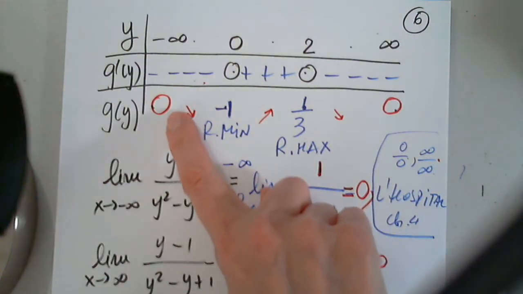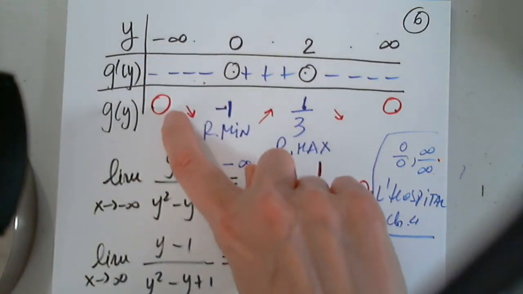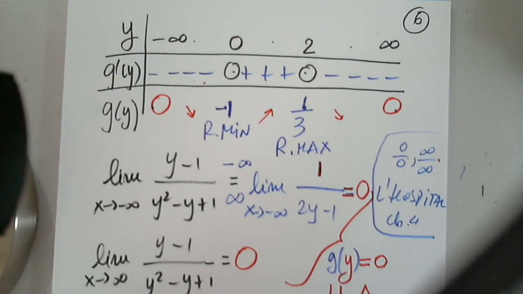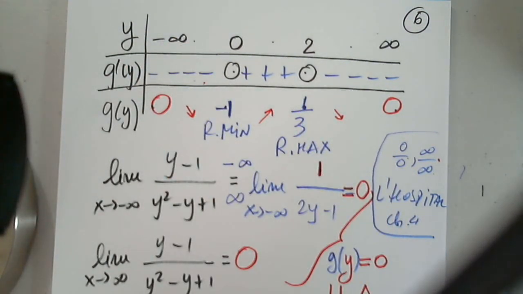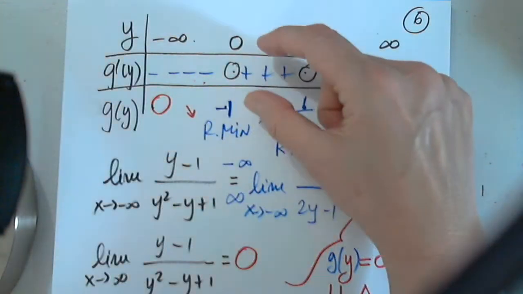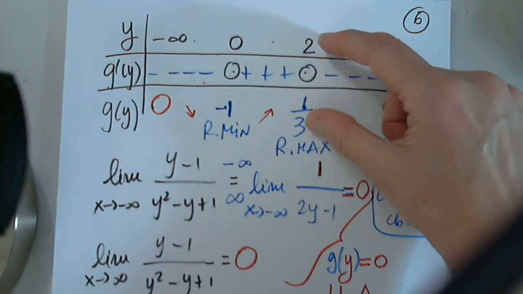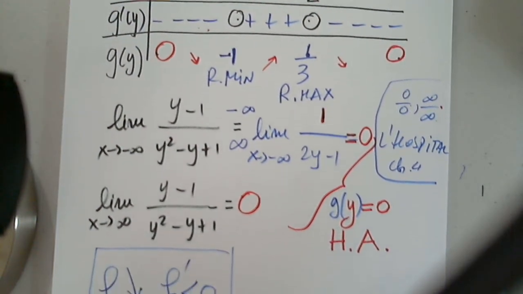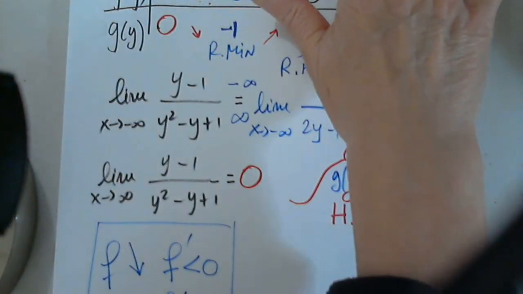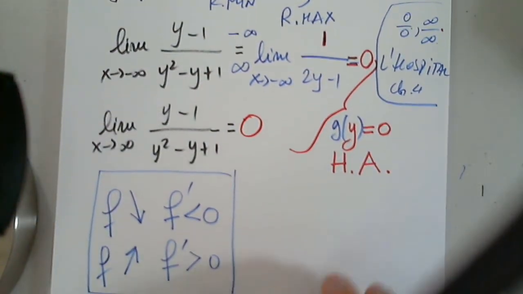But this is not an actual point. -infinity comma 0 is not an actual point. It's where the tendency is. The function approaches 0 as y approaches -infinity. But this is not a point. This is a point, but this is not a point. A point cannot have infinity as any of the coordinates. Very good question. Is that okay?